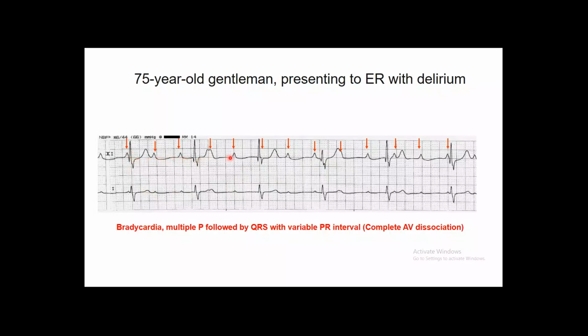This variable PR interval, again variable PR interval, not conducted, variable PR interval, P wave on the middle of the T wave, non-conducted P wave. It is difficult to create this QRS complex because it's too short a PR interval. So we have complete loss of association or harmony between the atrium and ventricle. So this patient has complete heart block or third degree heart block. There is complete AV dissociation.